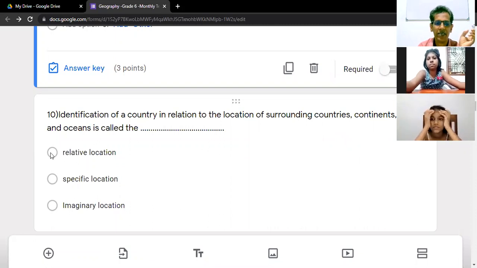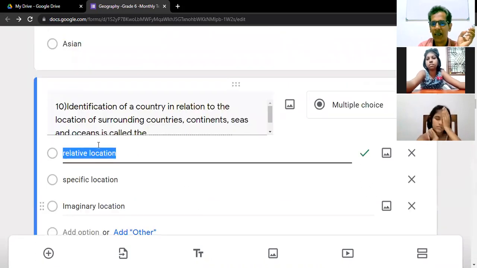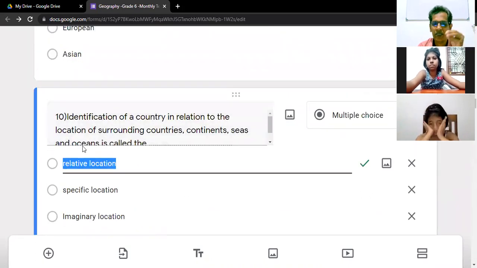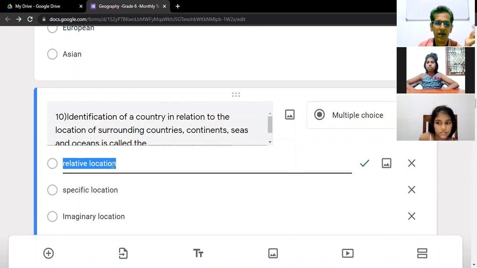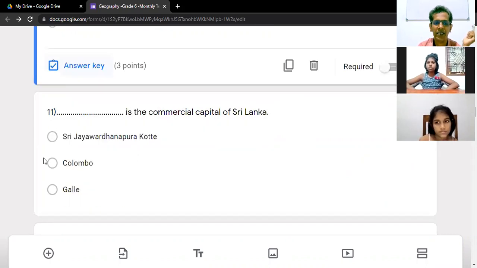Relative location. Right. To the north of Sri Lanka, Asian continent. To the south, Indian Ocean. To the west, continent of Africa. To the east, southeast Asia. Asia has a relative location. Is the commercial capital of Sri Lanka.